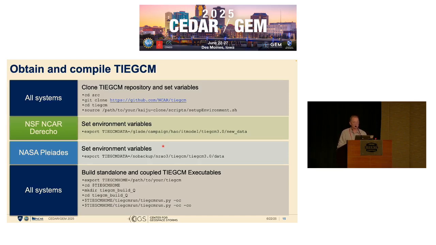And there are two commands that you see here at the end. The -oc is for only compile. So that first command is going to compile the standalone version of TIEGCM. And then the second command, -oc -co. CO is for coupling. That's going to create the version of the executable that's designed to talk to the Kaiju portion, the magnetospheric portion of the simulation.